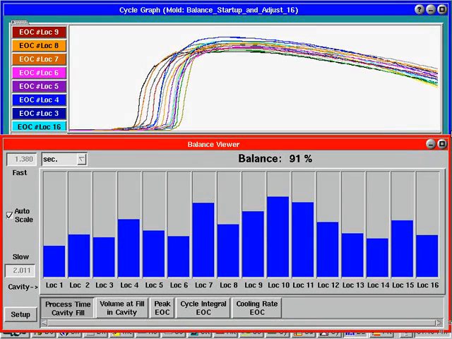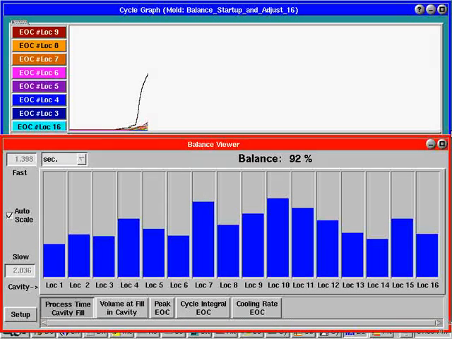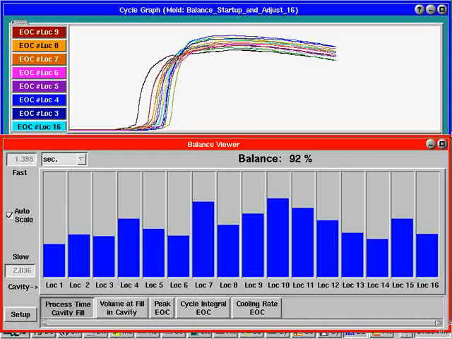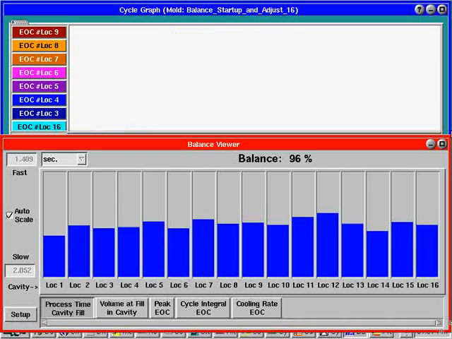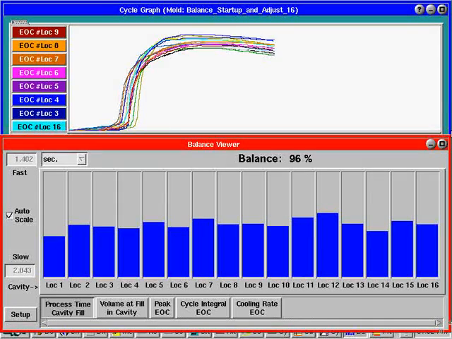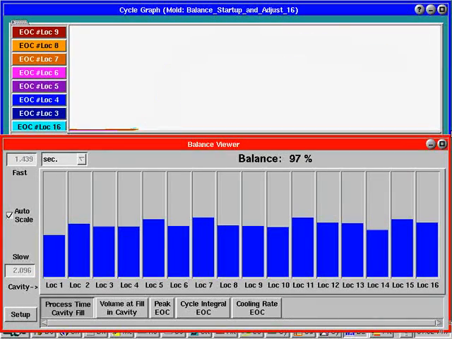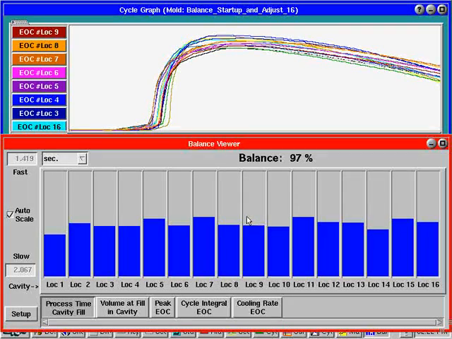Now balancing begins by adjusting, in this case, tip controller temperature settings. Numbers 7 and 10 seem a little fast, so we lower the tip temperature settings for those two. Raising and lowering the other tip temperatures eventually brings the process to a 97% fill time balance. The time to fill the cavity is just one plastic variable, flow. We can look at balance in other ways.